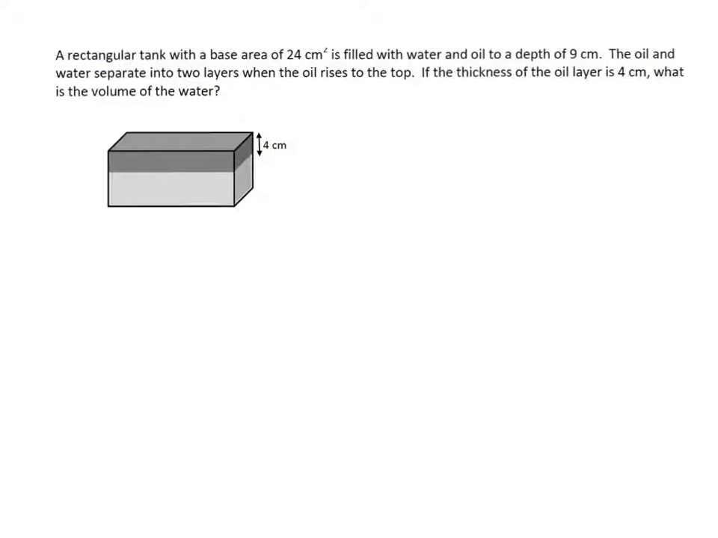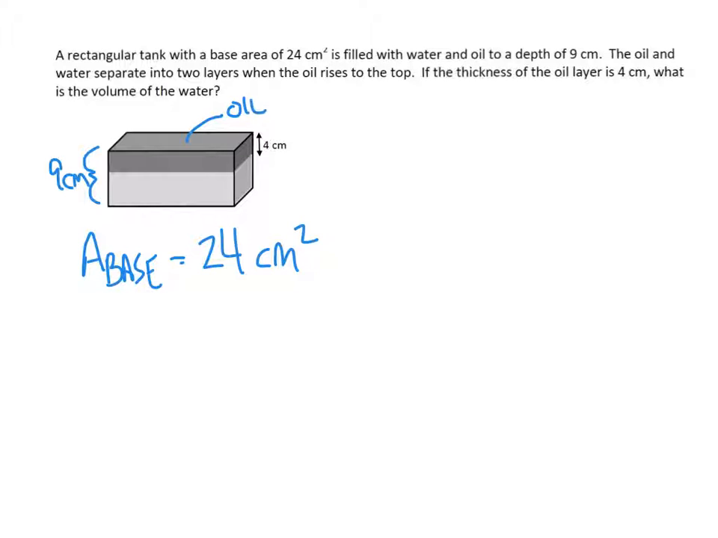Okay, in this next problem I have a tank filled with water and oil, and of course they don't mix, so things are separated out. It said that my base area, so my area of the base, is 24 square centimeters, and the oil and water together is 9 centimeters high, and this is the oil and this is the water. So I can figure out this dimension. 4 plus 5 centimeters is 9.